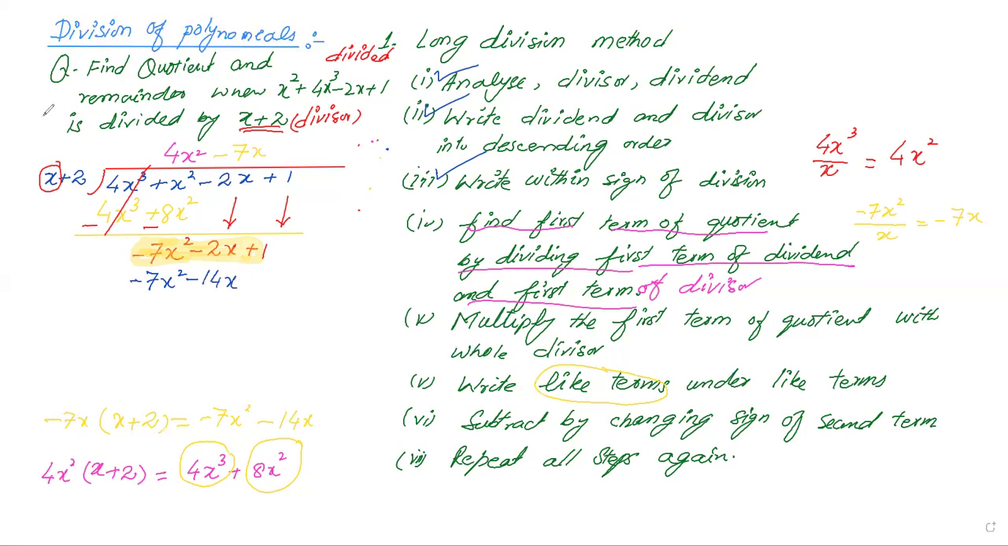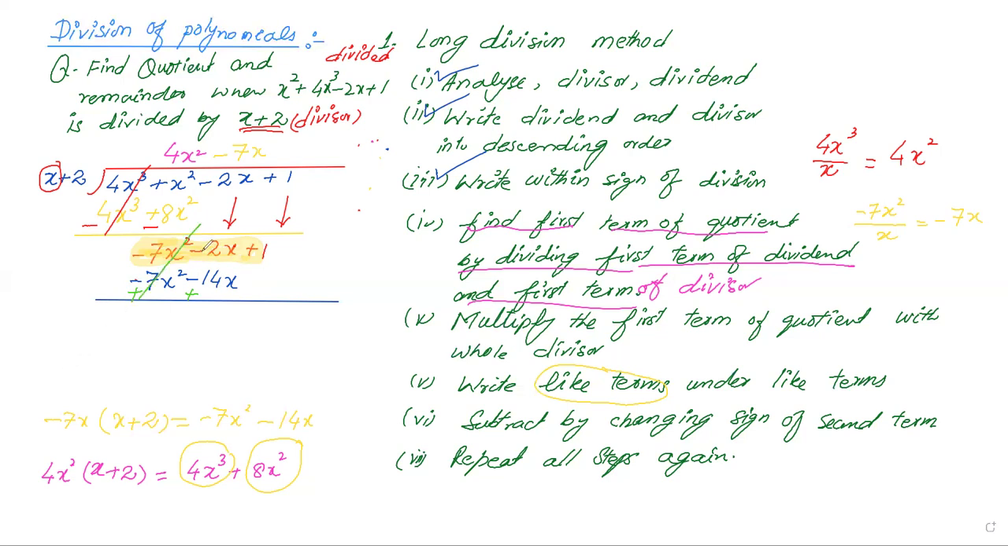Again, you have to use the subtraction process. What's the meaning of the subtraction process? This means you have to change the sign of the second term. What is the sign of this 7x square? Minus, it becomes plus. What is the sign of the 14x? Minus, it becomes plus. The first term, the minus 7x square and plus 7x square, always will cancel out.